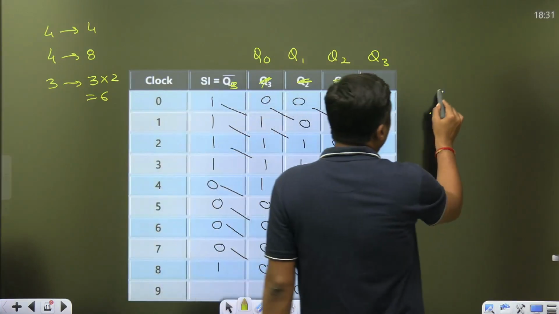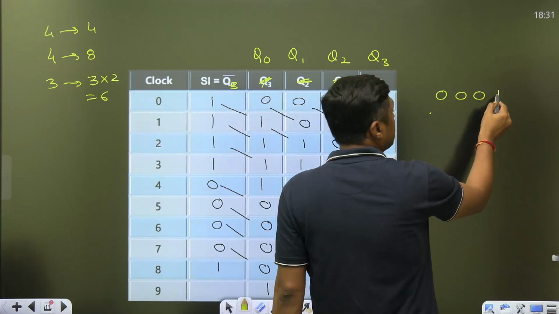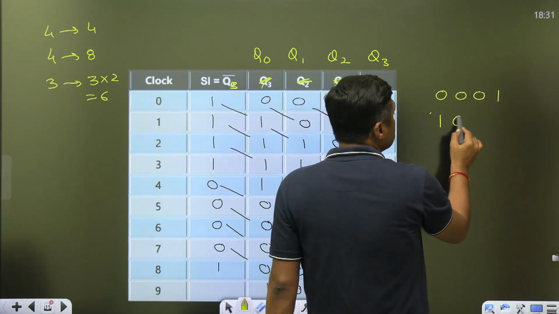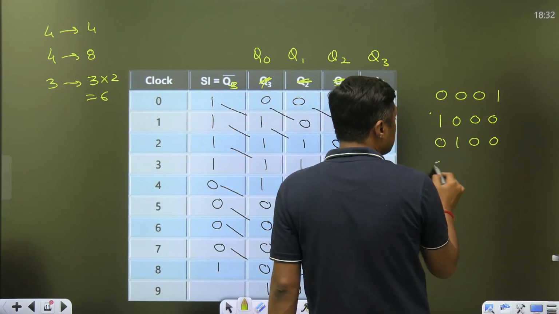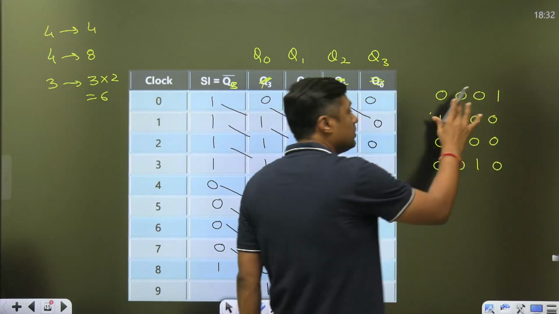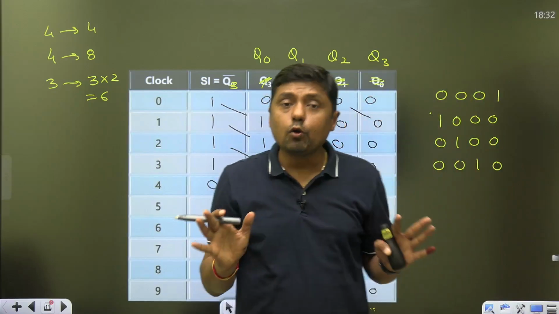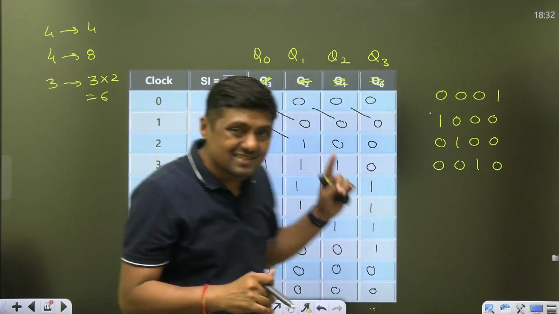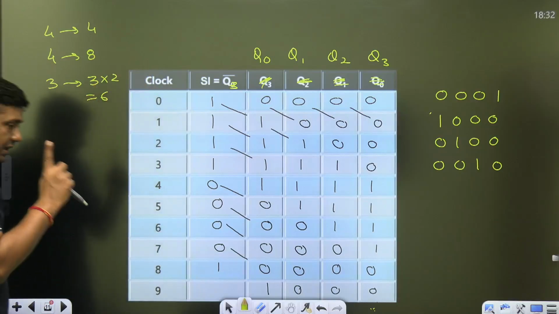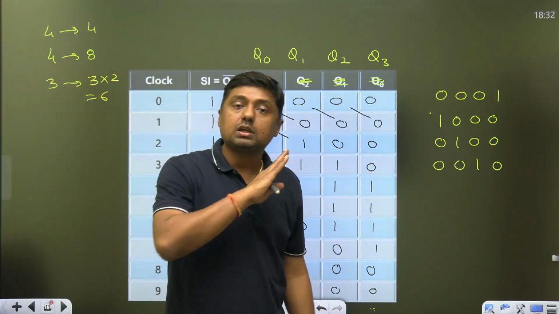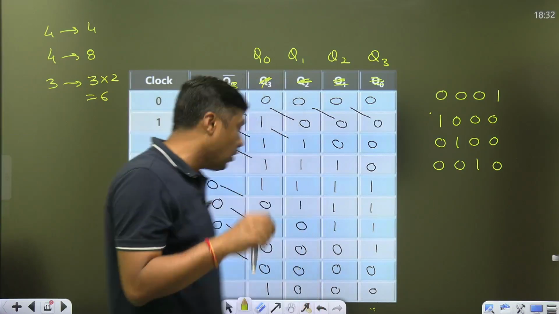In the case of the ring counter, 0, 0, 0, 1. This is the timing signal. 1, 0, 0, 0. Second timing signal 0, 1, 0, 0. Third timing signal 0, 0, 1, 0. At a time only one. That's why no decoding gates are required. But in this case, decoding gates are required to decode this. So at a time we want only a single one, and all other outputs should be equal to 0.